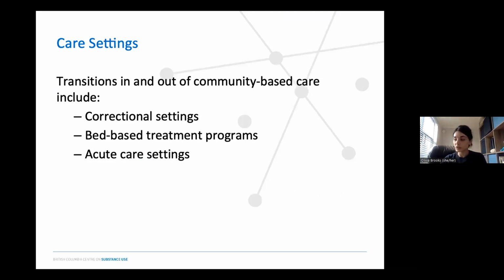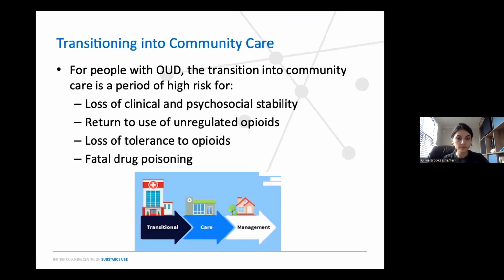People with opioid use disorder experience lots of transitions in care, from community to corrections environments, bed-based treatment settings, and acute care settings. And there are potential risks of destabilization in all of these different transfers. Transitioning from an inpatient, very structured, sometimes very supportive environment into community, where things are a little bit less structured, can be a real stressor for anybody. And that can result in destabilization from a number of different perspectives.